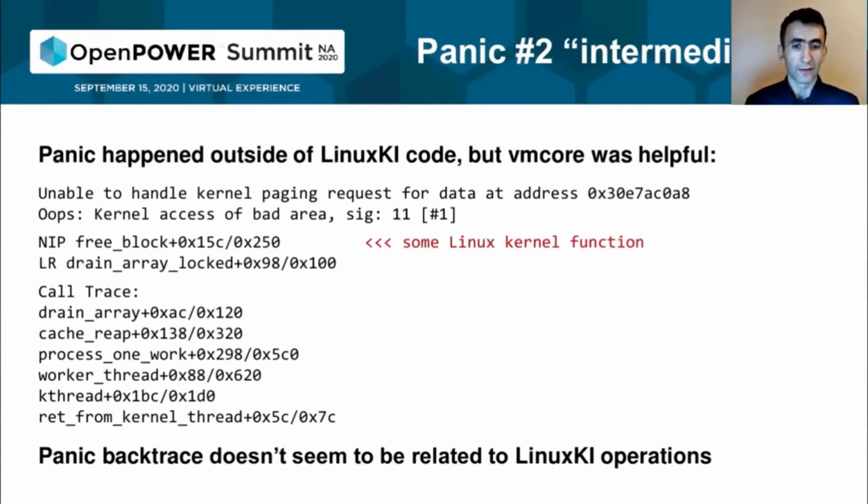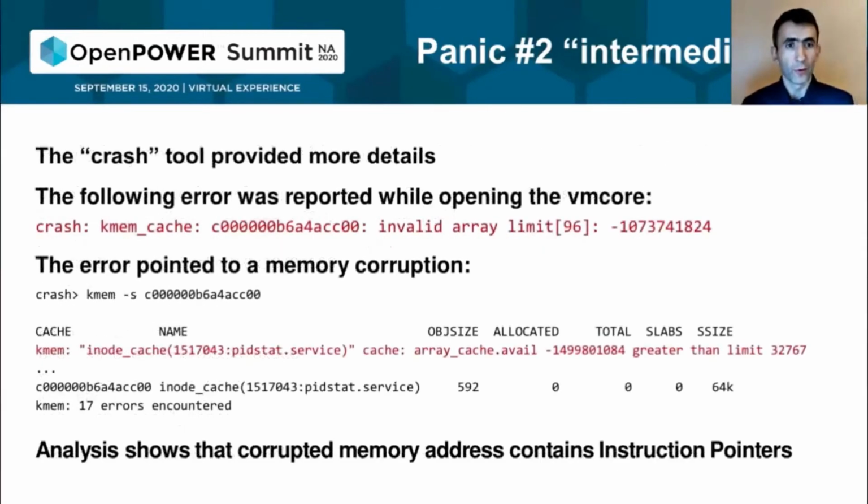If we look at the backtrace, for me it's meaningless. So I can't draw any conclusions from this and need to go deeper into the vmcore and open it with the crash tool. I opened the vmcore with the debugger and I was lucky, because the crash tool does some basic verification of the kernel structures in the vmcore it opens, and it printed some errors.